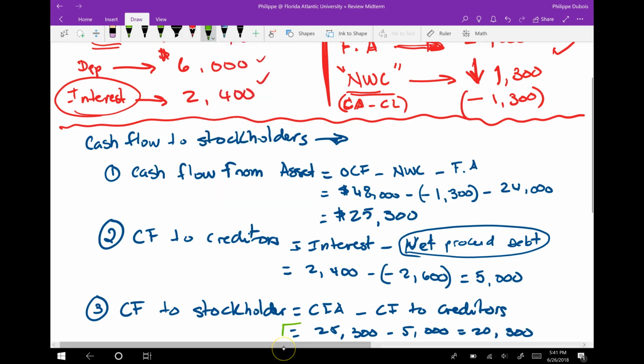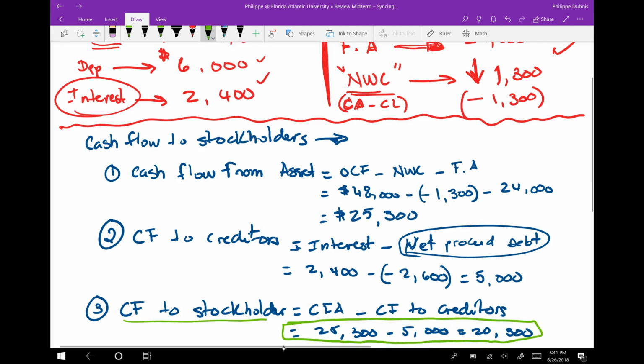All right, remember that your cash flow to stockholders can be calculated by finding the cash flow from asset, deducting the cash flow to creditors from that, and you'll be able to compute your cash flow to stockholder.